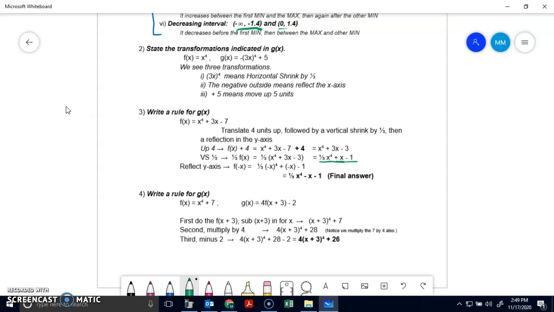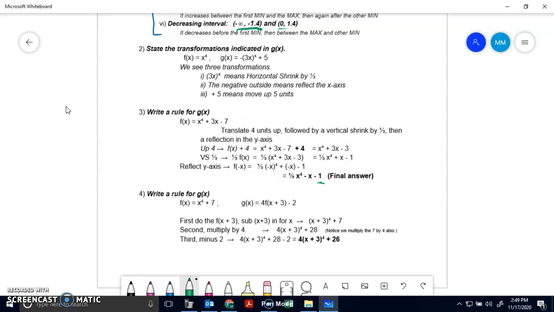And then I'm going to do a reflection in the y-axis. That's a negative on the inside. So I'm going to replace both x's with -x. Well, a negative to the fourth power, that's 4 negatives, that's still positive, so that doesn't change. But this middle sign does change. And then -1, and that's my final answer.